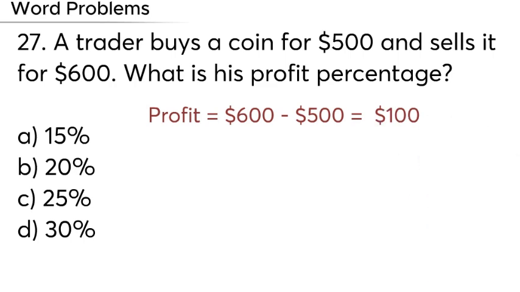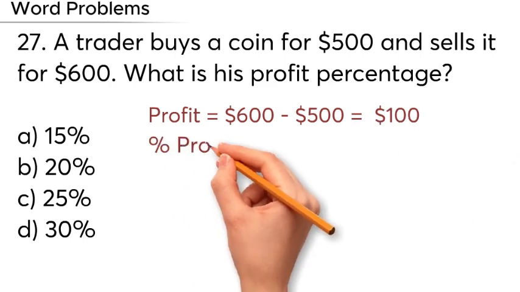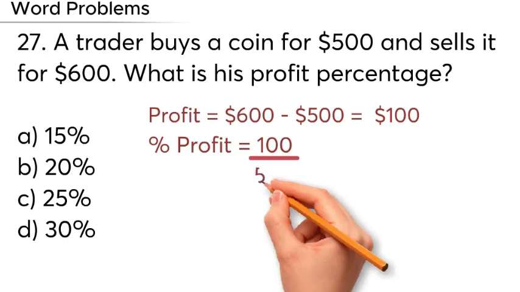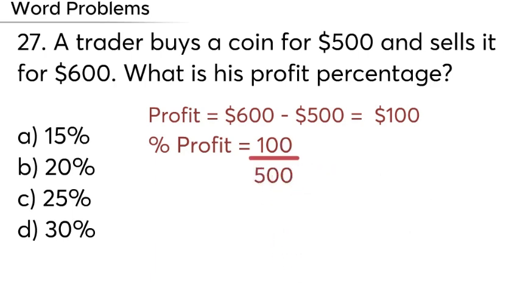Profit is equal to 600 minus 500. This is equal to 100. Profit percentage is equal to the profit divided by the cost price times 100. Thus, it is equal to 100 divided by 500 times 100, which is 20%.